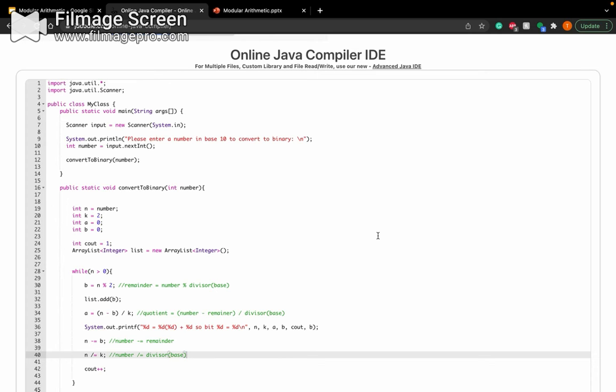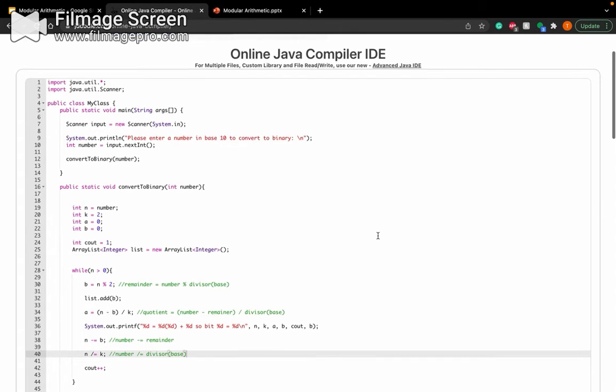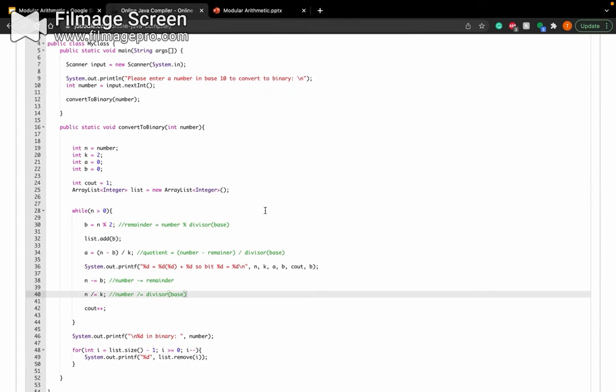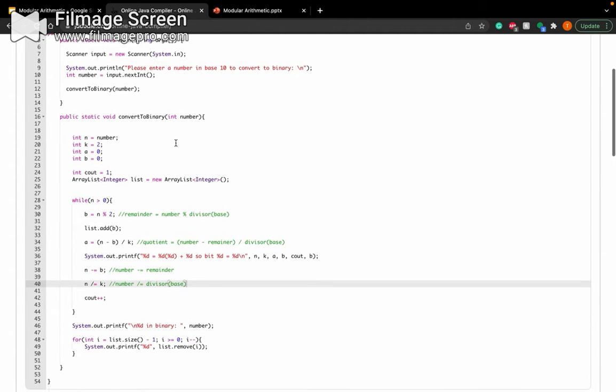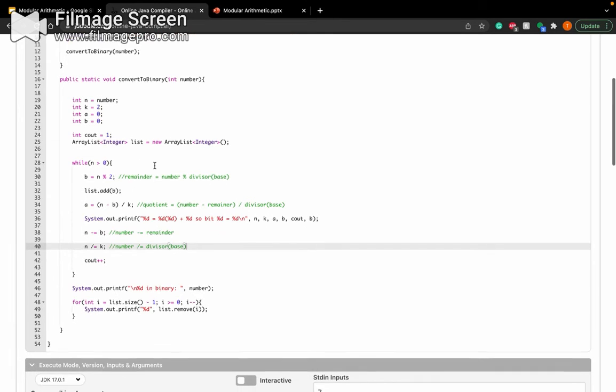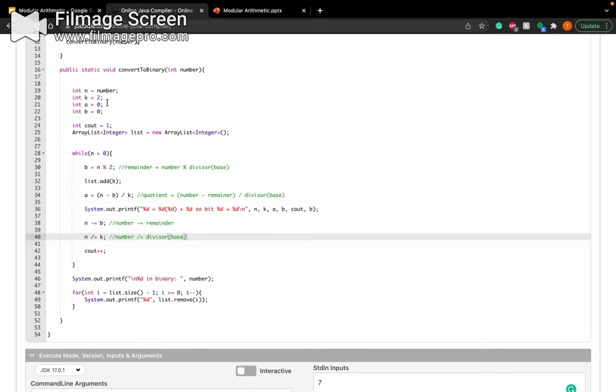I decided to make a small program using an online Java compiler to show the division algorithm in action. In this case, we created a method that converts a base 10 number to binary. So here I have all of my respective n, k, a, and b, with our k set to 2 for our base.